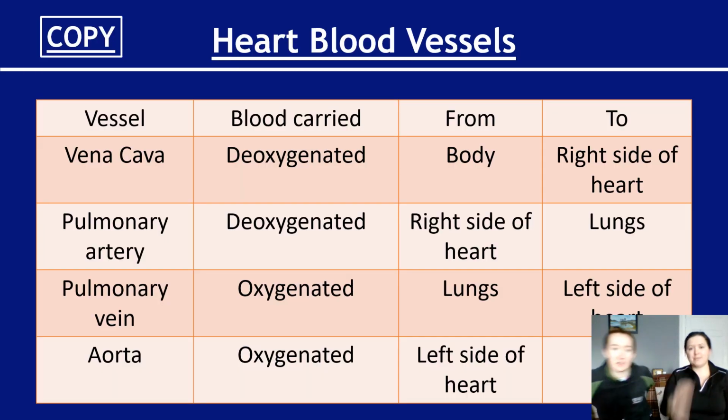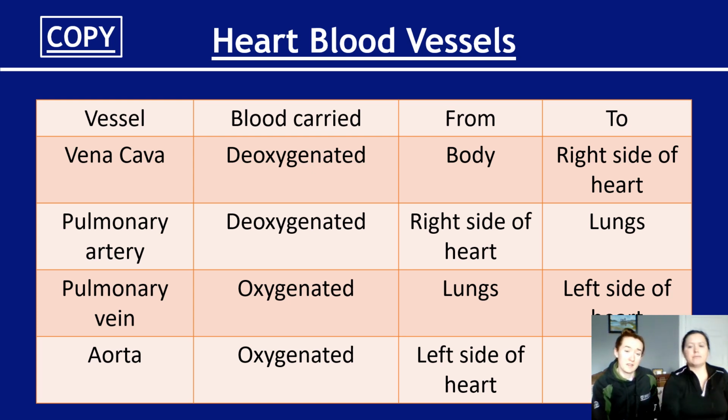Okay, so here's just a wee table to summarise your heart blood vessels. This is a really good table just to practice writing down, filling in the blanks and getting the hang of where things are going. So first of all, in terms of the vessels, we've got the vena cava, which carries deoxygenated blood from the body to the right-hand side of the heart. The pulmonary artery is also carrying deoxygenated blood from the right side of the heart to the lungs.